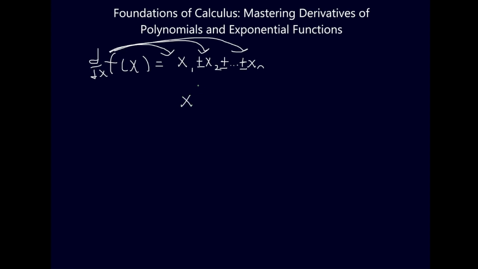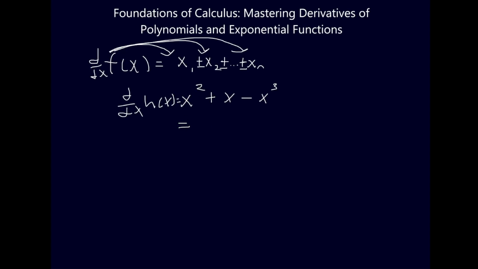So let's say you had x squared plus x minus x cubed. Let's say this is h of x, and we want to take the derivative of h of x. All we would need to do is take the derivative separately. So let's start with x squared.